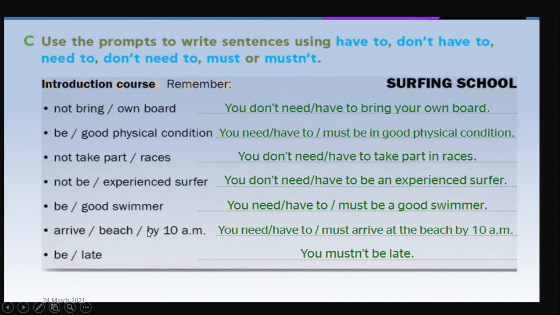Not experienced surfer. Yes, what do you think? You don't need or you don't have to be an experienced surfer. That's right. Excellent. Be a good swimmer. You need or have to or must be a good swimmer. Excellent. Arrive at the beach by 10 a.m. You need, or I can say you have to or you must arrive at the beach by 10 a.m. Be late: you mustn't be late.